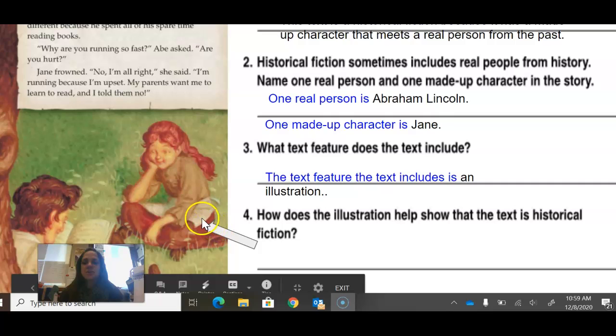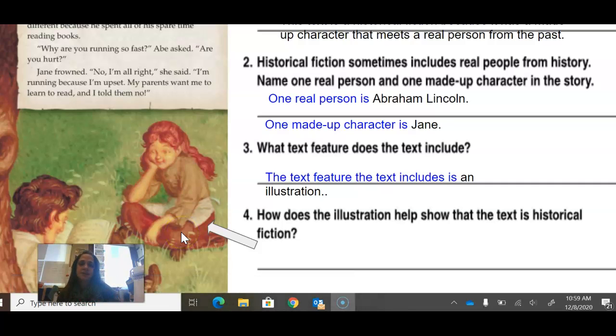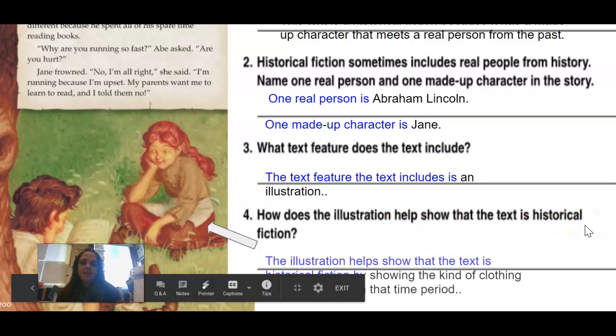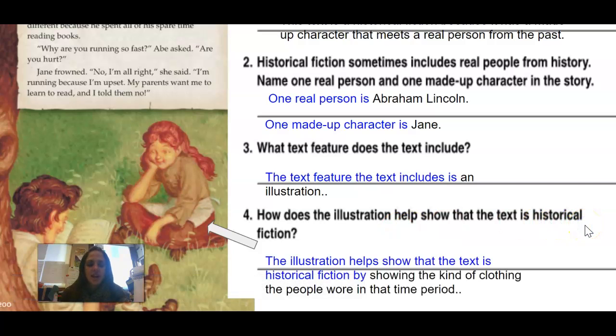Here's this arrow showing the clothing. Jane is wearing an apron over her skirt. That shows that this fashion is from a long time ago. The illustration helps show that the text is historical by, that's our restatement, it's in blue, showing the kind of clothing that people wore in that time period.